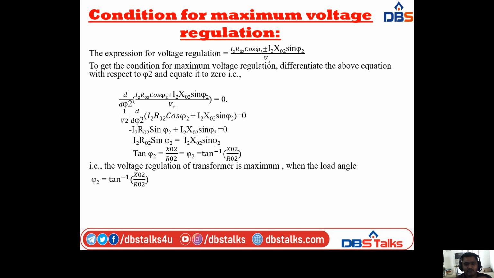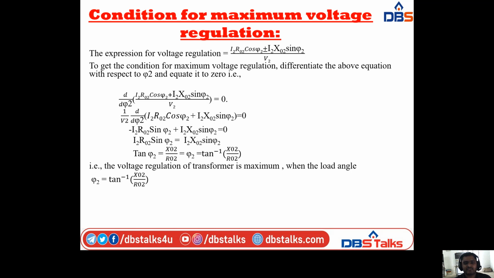And next, I2 R0 sin phi 2 is equal to I2 X0 cos phi 2. After simplifying this, we have R0 sin phi 2 equal to X0 cos phi 2. So we have tan phi 2 equal to X02 by R02, that is phi 2 is equal to tan inverse of X02 by R02. So the voltage regulation of the transformer is maximum when the load angle phi 2 is equal to tan inverse of X02 by R02. This is the condition for maximum voltage regulation.